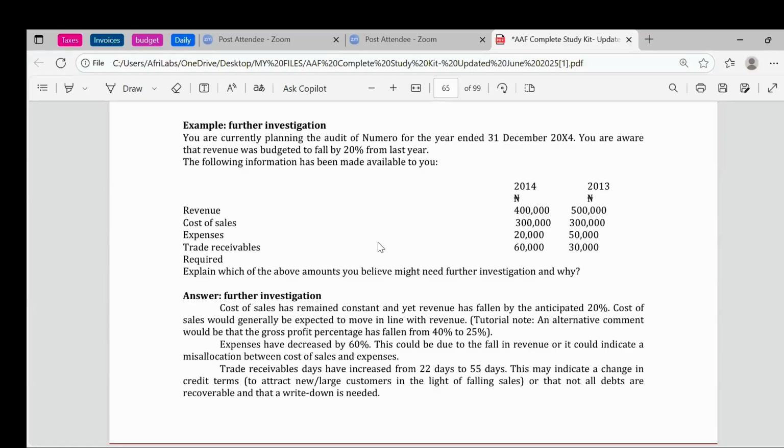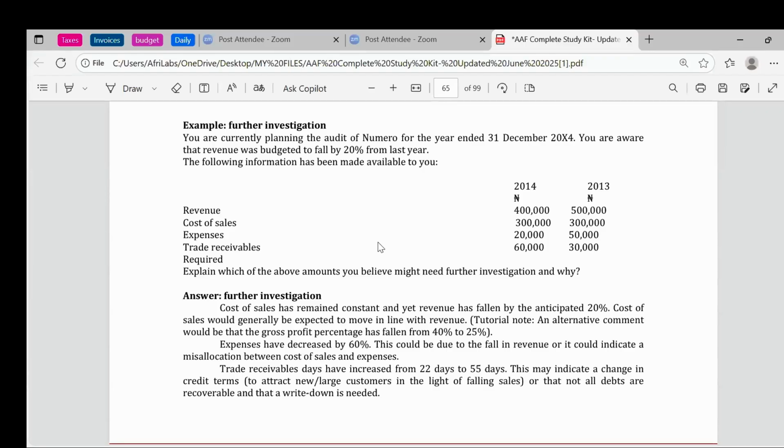Your cost of goods sold was 300,000 last year, and it was still 300,000, even though your revenue decreased. Your expenses last year were 50,000, but this year they have become 20,000. Your trade receivable was 30,000. This year it has become 60,000. Explain which of the following figures you might believe needs investigation and why.